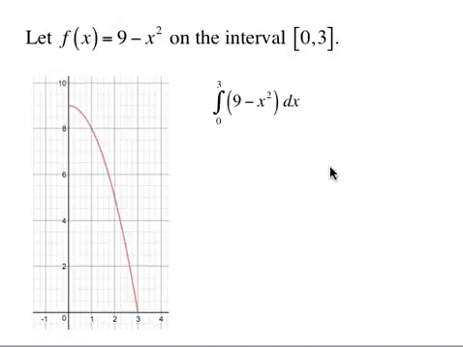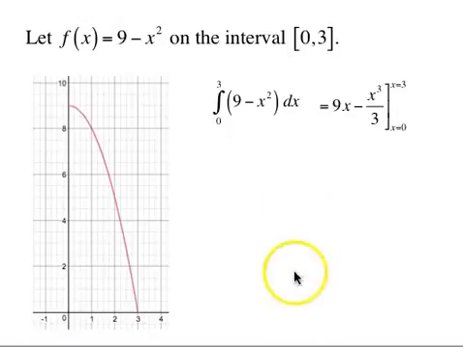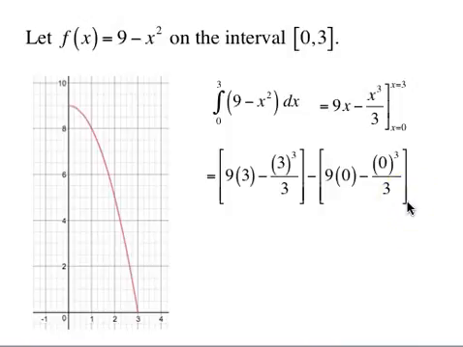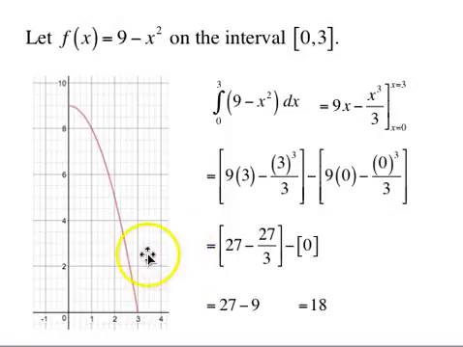Of course, the antiderivative would be 9x minus x cubed over 3 evaluated from 0 to 3. Plugging those values in, 9 times 3 minus 3 cubed over 3 minus 9 times 0 minus 0 cubed over 3. This, of course, just becomes 0. 27 minus 27 over 3, that's 27 minus 9, and we get 18. So the total area under the curve is 18. We're going to use that to find the average value of this function on that interval.